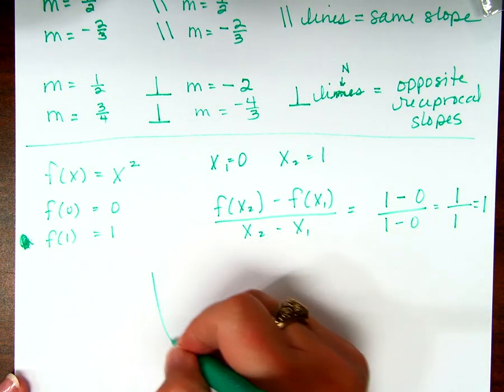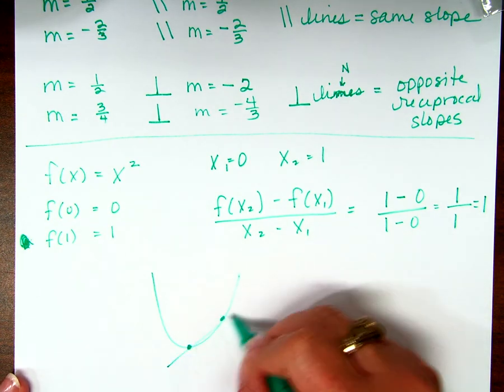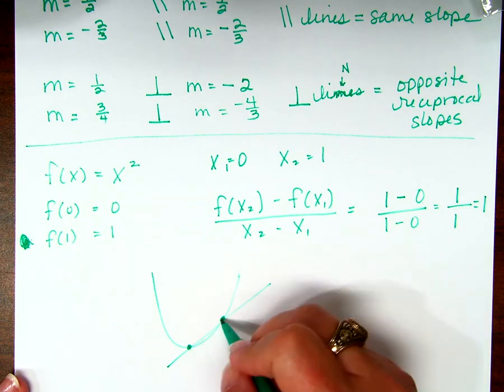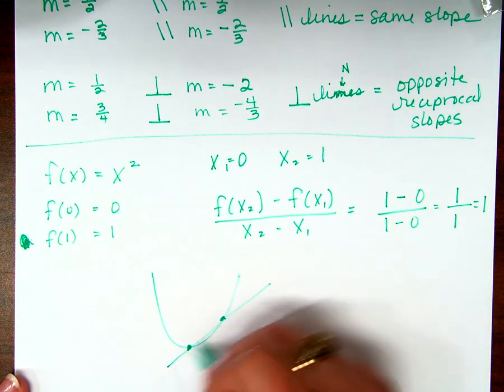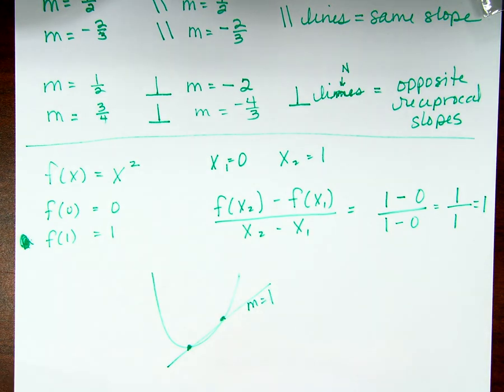So the average rate of change between these 2 points is 1. So we have a parabola right here. And if we're talking about between here and here, it's actually a line, right? Like that. Not a curve, but it's a line. And so we're saying the slope, if I drew a line that connected these 2 points, that slope would be 1. Does that make sense?